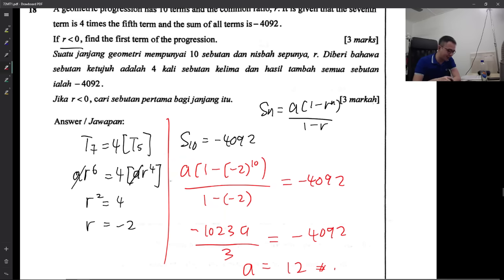Why is r negative 2? You just square root the 4. You will get positive negative 2. But the question says r must be less than 0. So I will take negative 2.